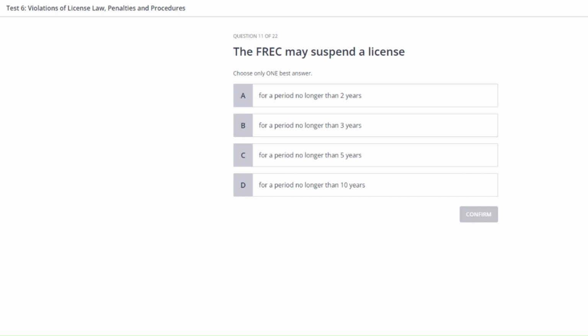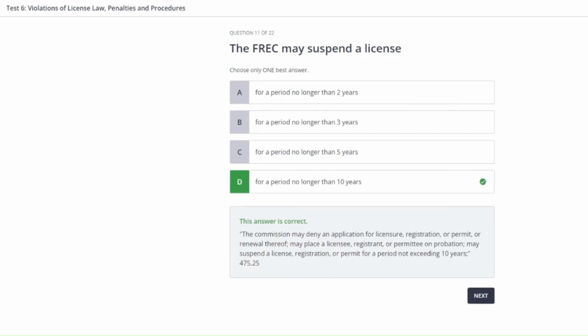All right. I hope you have made your choice. So the answer for this question is going to be option D, for a period no longer than 10 years. That's right. The FREC may suspend a license for a period no longer than 10 years. The Commission may deny an application for licensure, registration, or permit, or renewal thereof, may place a licensee, registrant, or permittee on probation, may suspend a license, registration, or permit for a period not exceeding 10 years.